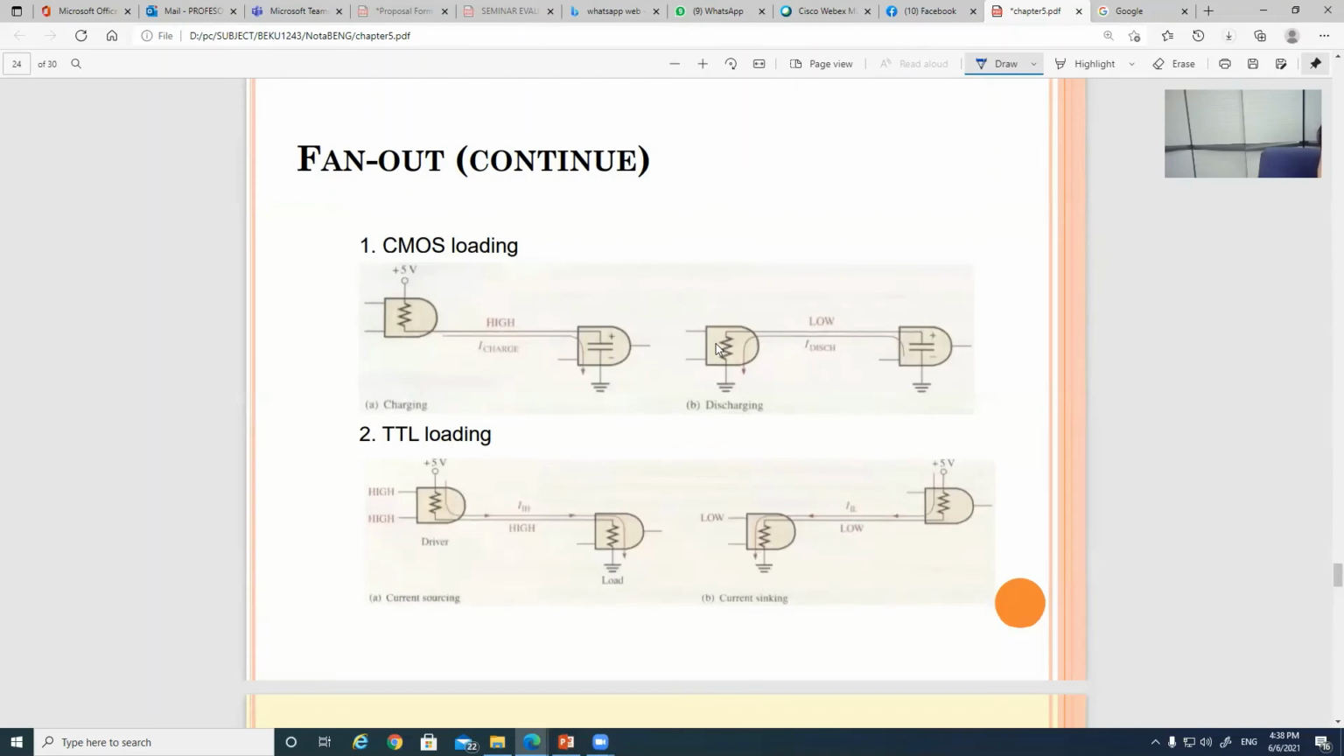For the TTL, this is TTL loading. This we can call the current sourcing, from the supply. And then the current sinking goes into this one. This one we can call the current sinking, and this one is the current sourcing.